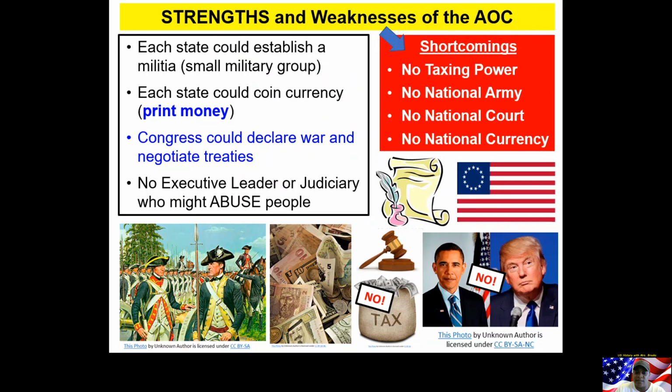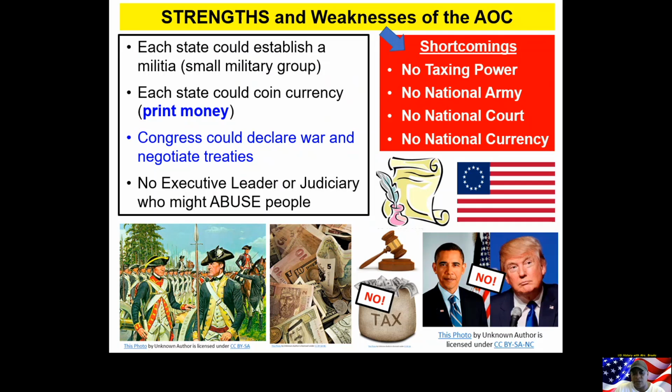Now, this document does have some weaknesses. I just told you the strengths, but there are some weaknesses. Messing with people's money is a serious issue. So they said the central government, the Union of States, you cannot tax people. You can ask for donations, you can take loans, but you cannot force people to pay taxes, because that's the issue that the Americans had with the King of England.